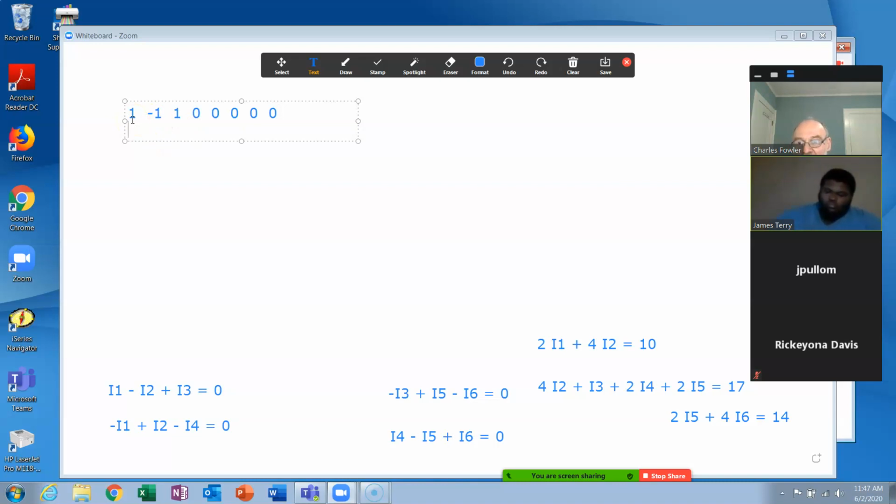Okay, now let's do the second row. Minus 1, 1, 0 for I3, minus 1 for I4, and the rest of them are zeros. So that's a minus 1, space, space, 1, space, space, 0, space, space, minus 1, space, 0, space, space, 0, space, space, 0, space, space, 0.